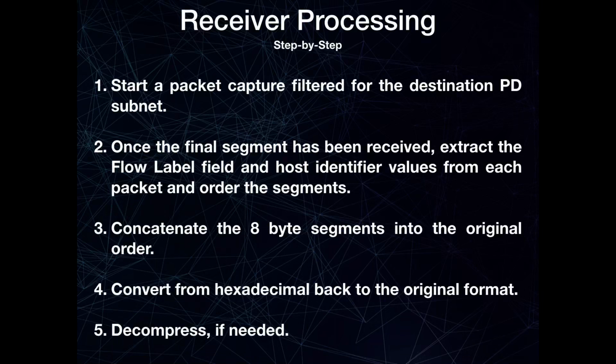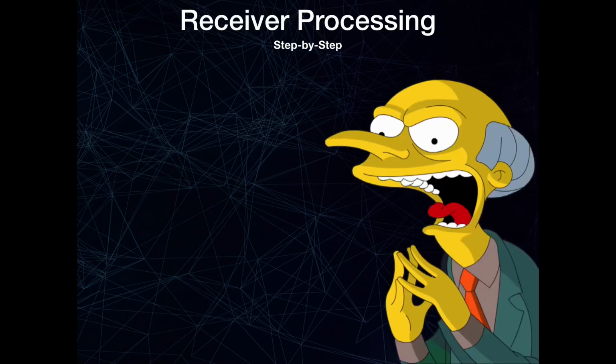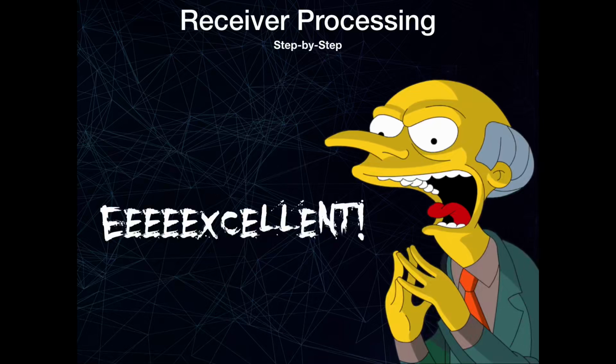Once that's done, we would concatenate all of the 64-bit segments together to return us to the original formatted data, convert it back from hexadecimal, and decompress if needed. Once we're done with that, we lay back in our chair, tent our fingers, and enjoy the fruits of our labor.